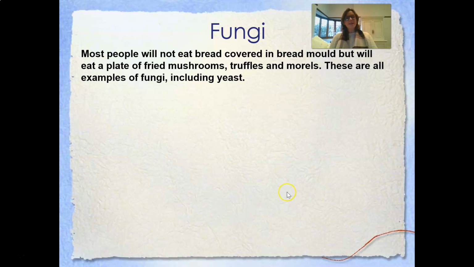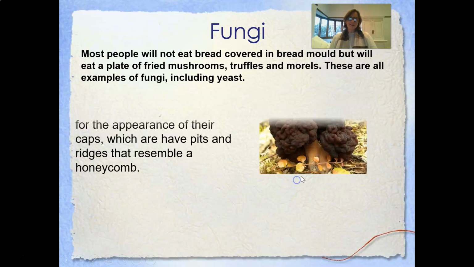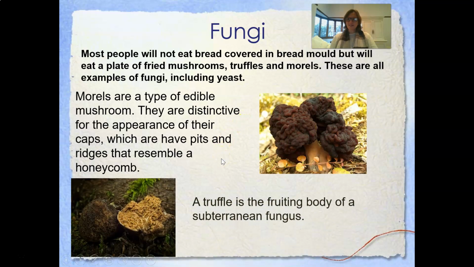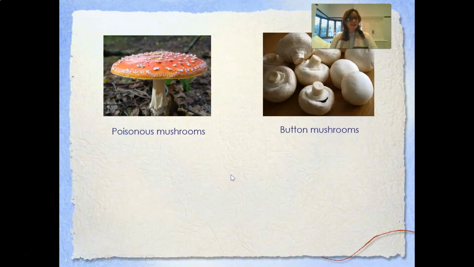These are all examples of fungi, including yeast. Okay, so here we have morels. It's a type of edible mushroom, very distinctive for the appearance of their caps, which have pits and ridges that resemble a honeycomb. Don't think it tastes as delicious as honeycomb though. Here we have a truffle, and it is the fruiting body of a subterranean fungus. Okay, so that is the fungi kingdom.